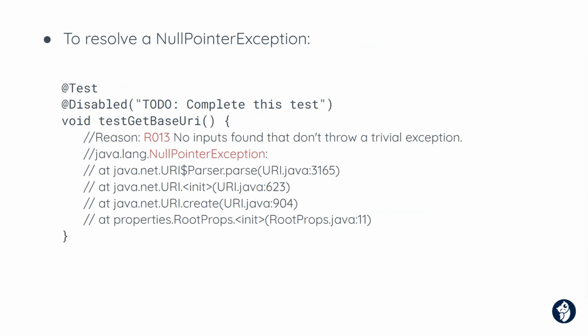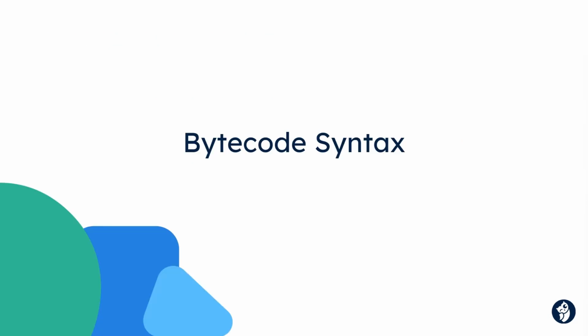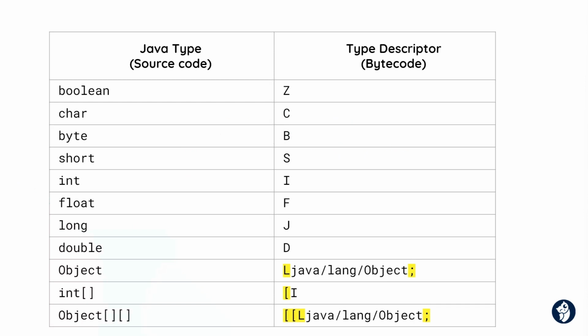However, users should use them in order to resolve checked exceptions. These are reported in the log file produced by Diffblue Cover, most often with an R013 code. Diffblue Cover works with the bytecode, and as we will see shortly, Diffblue rules are written using the bytecode syntax.